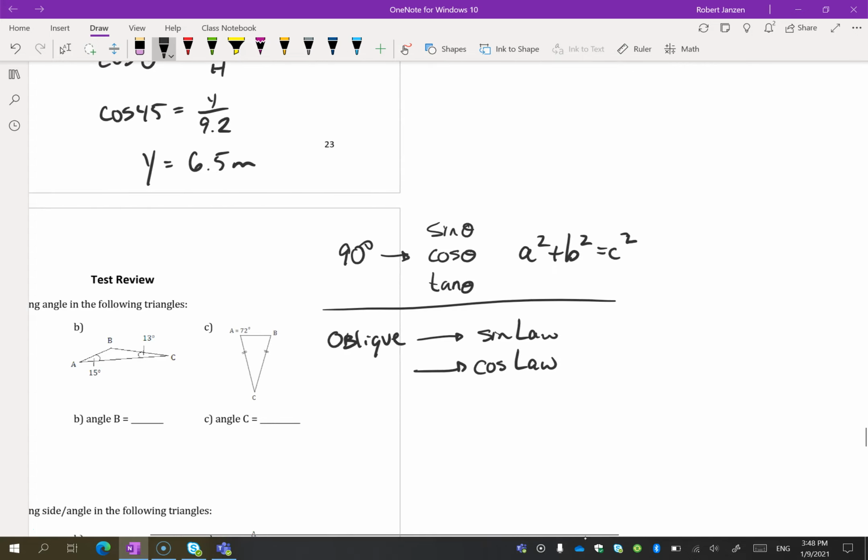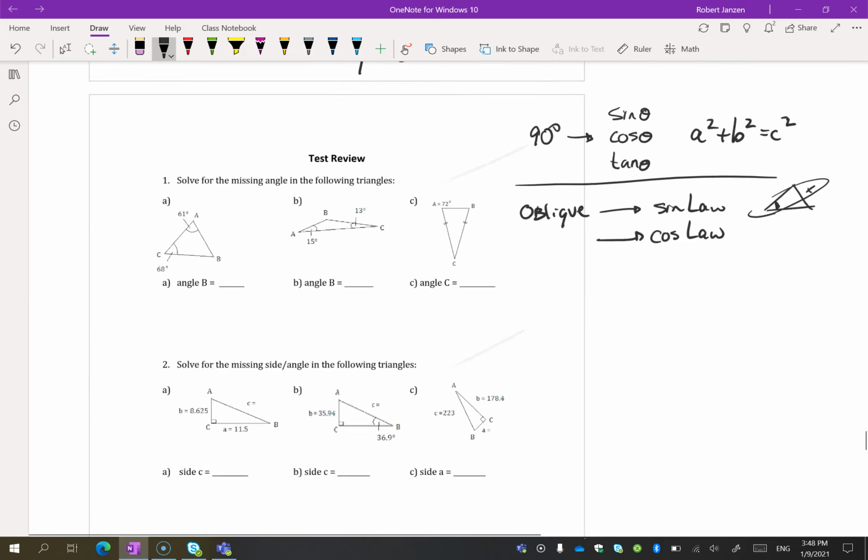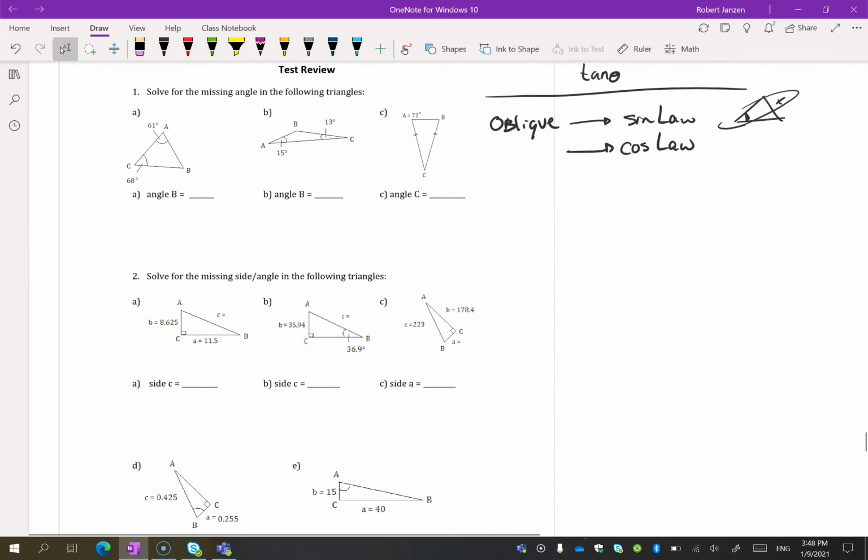Okay, remember that with sine law, you have to have an angle and its opposite side. You have to have both pieces. With cosine law, you don't. Okay, so please do the test review, and let's get ready for our test.